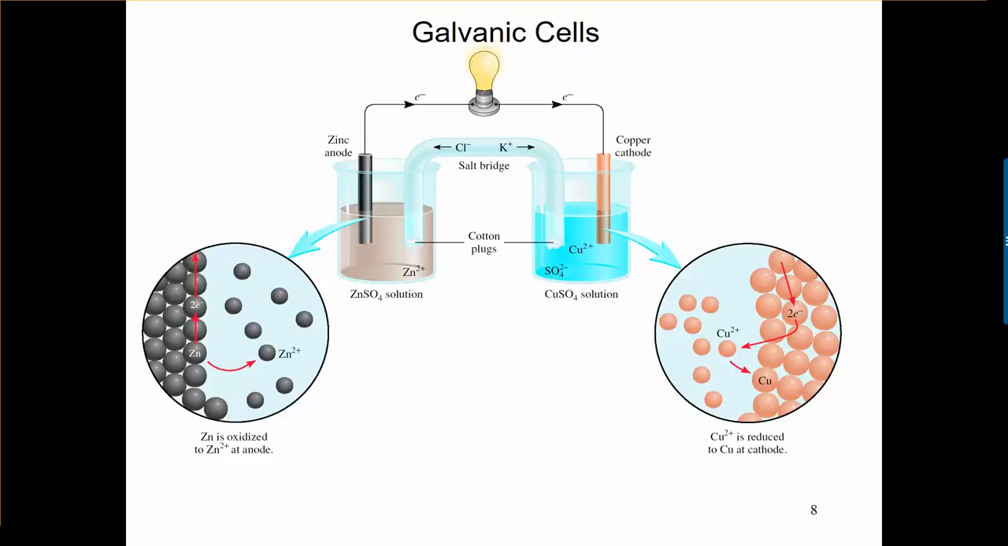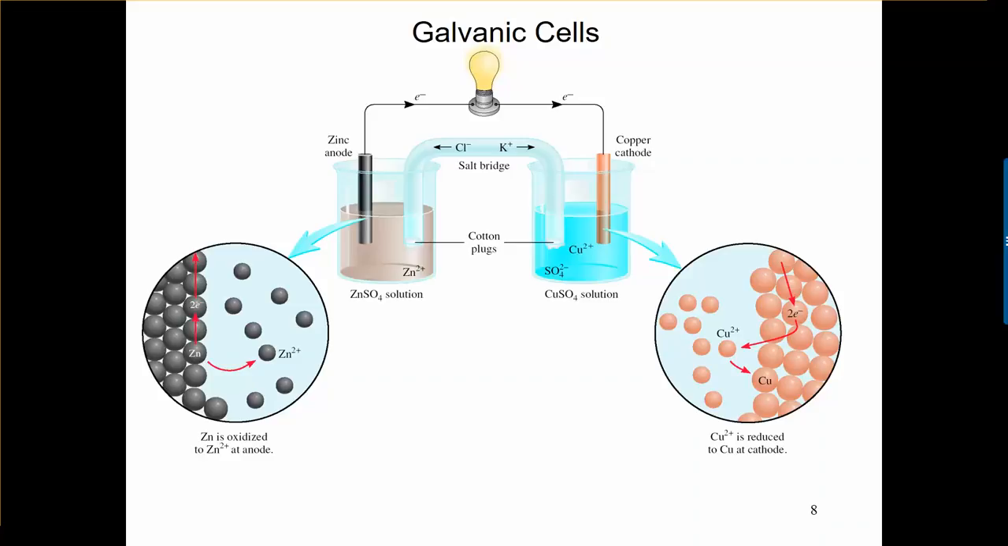Zinc is oxidized. The zinc is losing electrons. You see the electrons being lost here through this wire. And where are they going? They're going to the copper. The copper picks up those electrons and becomes reduced. Because it becomes reduced, it goes from copper 2 plus. Remember, this is a copper solution. It has a bunch of copper ions in it. So those copper ions pick up those electrons, and then they bind to the solid copper. So this electrode would increase in size. This electrode would begin to dissolve, because of that oxidation reduction process that's occurring.